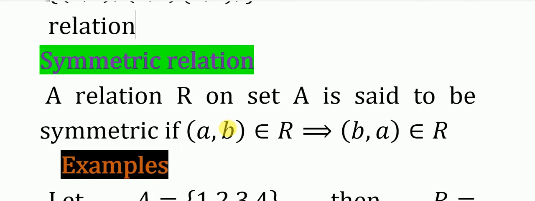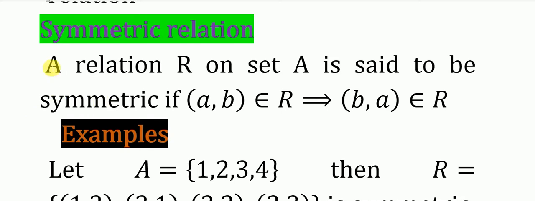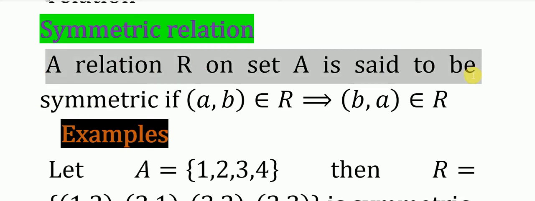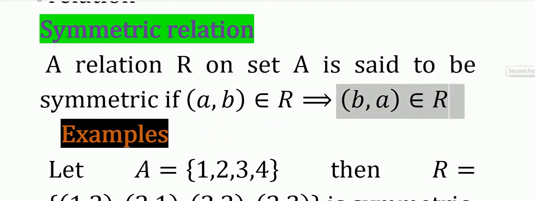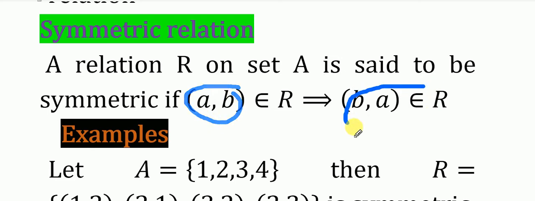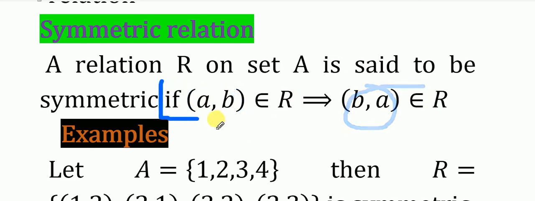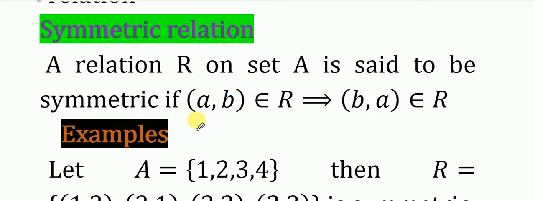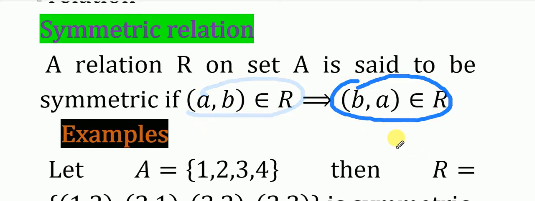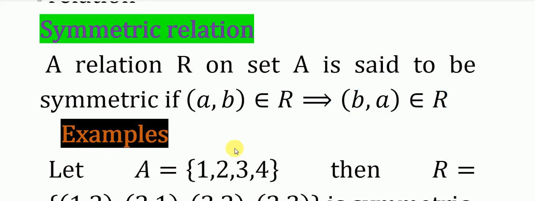Next let us see what is a symmetric relation, and we will see an example also. A relation R on a set A is said to be symmetric if the ordered pair (a, b) belonging to R implies (b, a) belongs to R. That is, if a is related to b, then b must be related to a. So this condition we should be very careful about. If (a, b) belongs to R, then (b, a) must belong to R. Such a relation is called a symmetric relation.